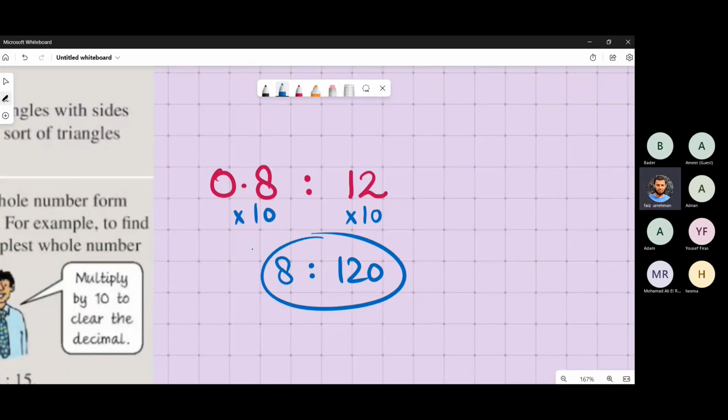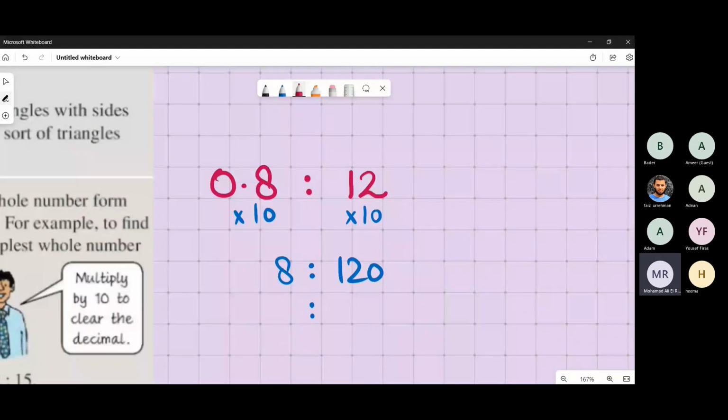Good. Now, can you simplify this, 8 and 120? By 8. Okay, go for it. By the table of the number 8. Wait, give him time. I think it's table of 6. No, 4 and 6. Mister, did you know that 7 plus 1 equals 8?